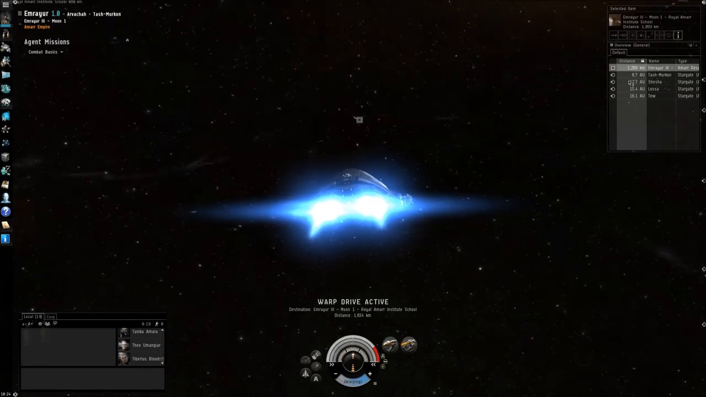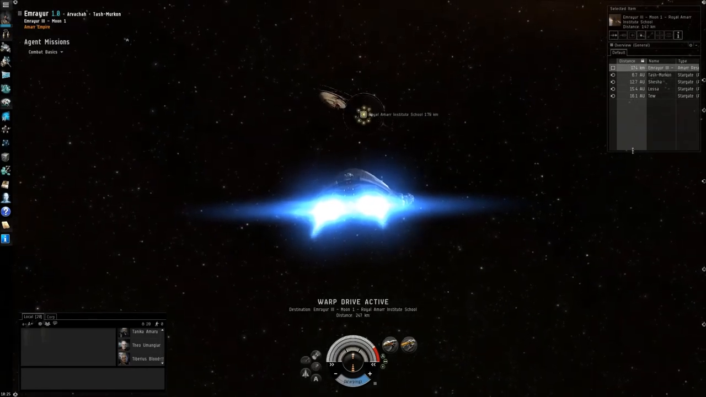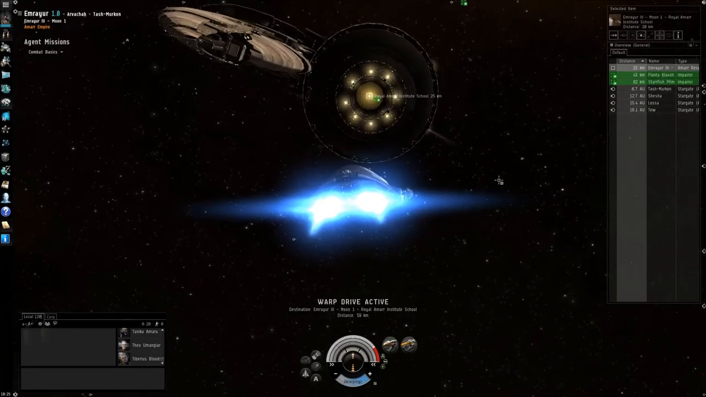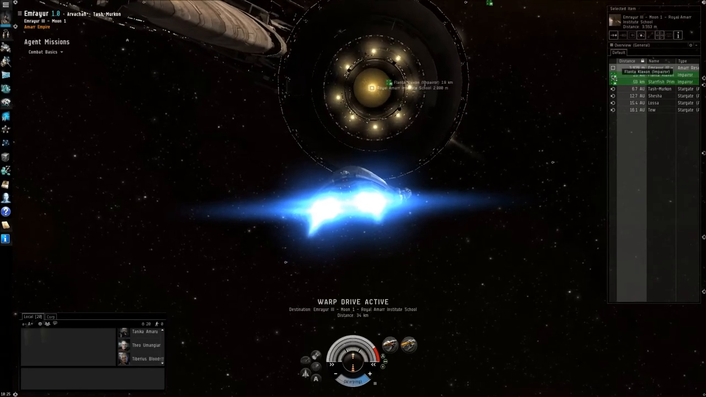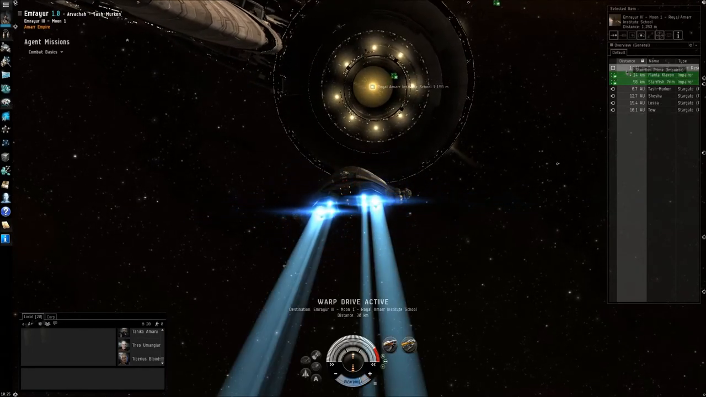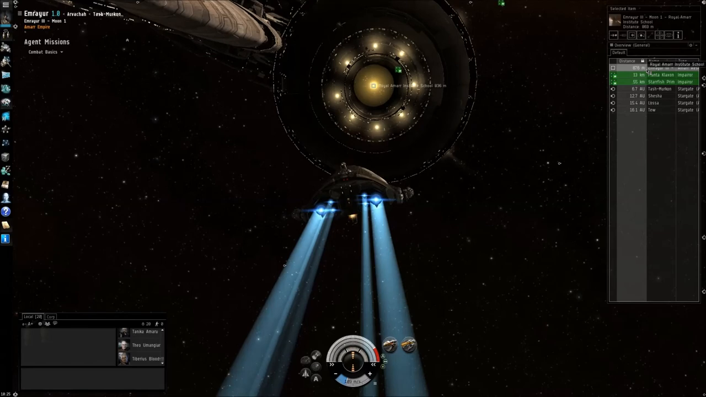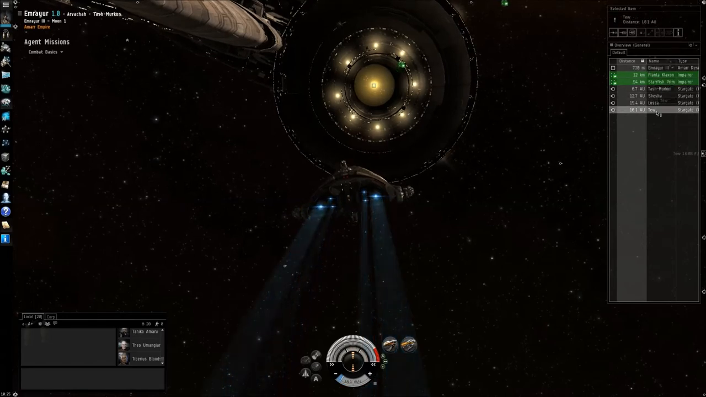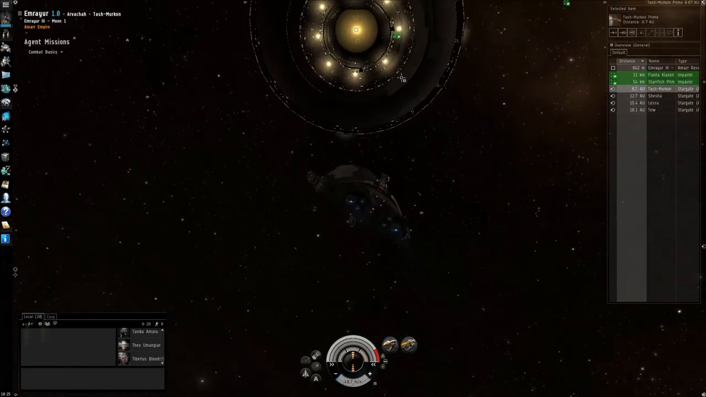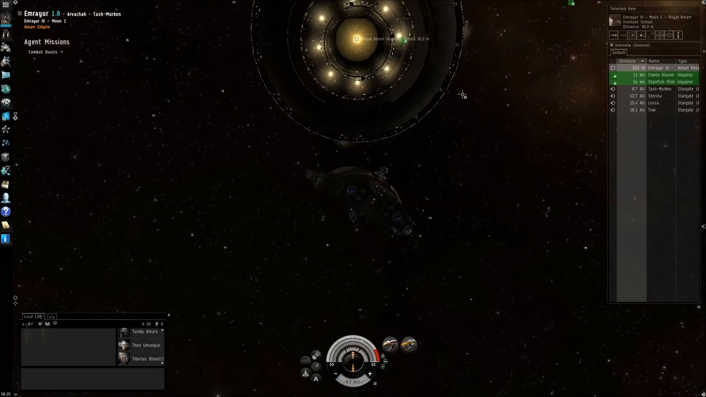Now you may notice here we have some stuff on the overview. I'm actually going to make this bigger. These little boxes with the little gaps in them, the full boxes are space stations, and these are what are called jump gates, and these allow you to travel to other systems. And you'll see those later on.